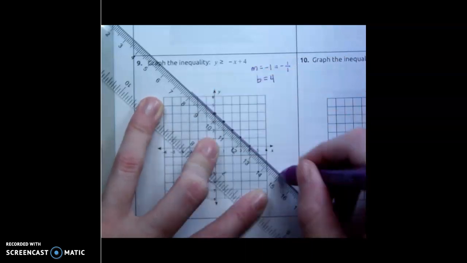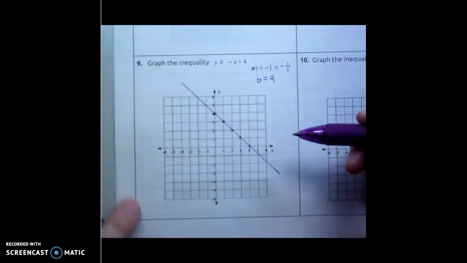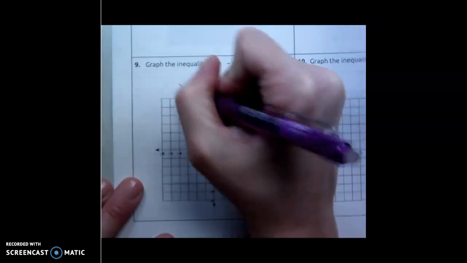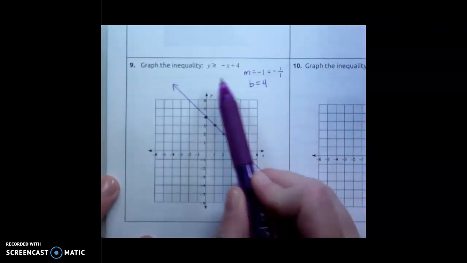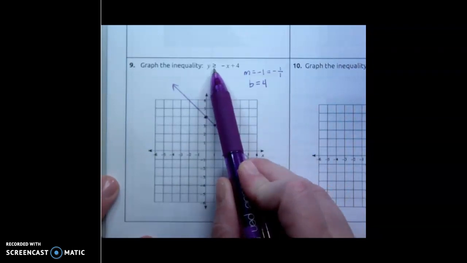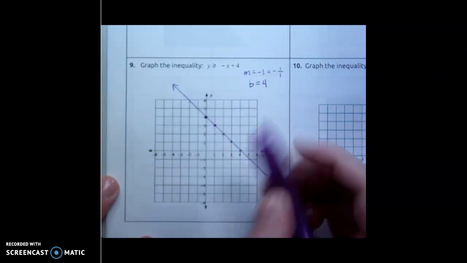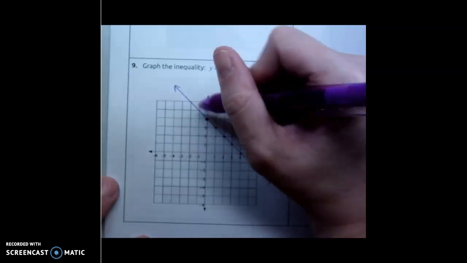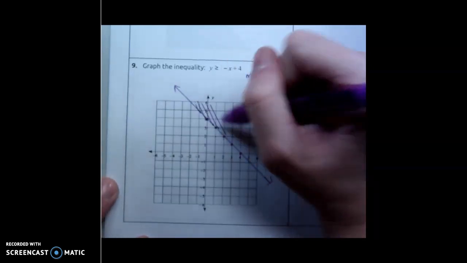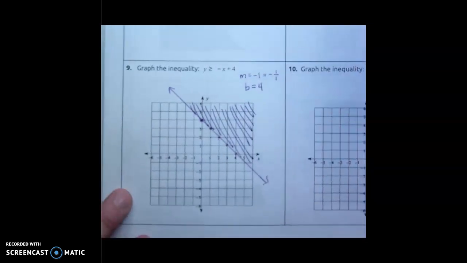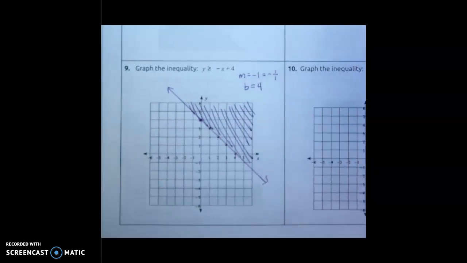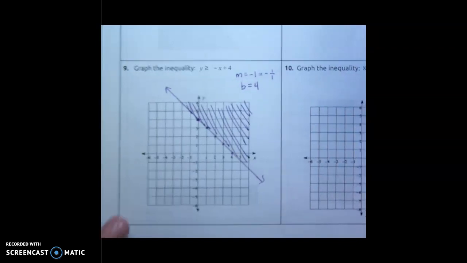So it should look something like this. And of course, the arrow's on the end. All right. But now, because we have a greater than or equal to, we not only have the solid line, we also have to shade above. Greater than means above. So your graph should look something similar to this. Okay? So for number 10.